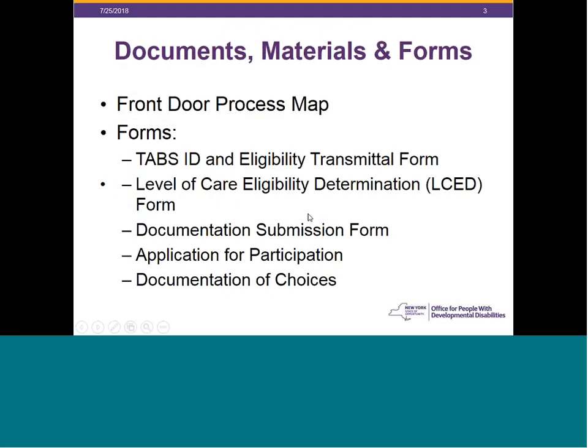Some of the things in addition to the map that we're going to be reviewing are the various forms that are used as a part of the process: the TABS ID, the eligibility transmittal form, which is a new form that we'll be making available to you very soon, and the level of care eligibility determination form. There's a documentation submission form that needs to accompany most of the documents that are submitted into CHOICES. And then, of course, documents related to the waiver application, which are the application for participation and the documentation of CHOICES.